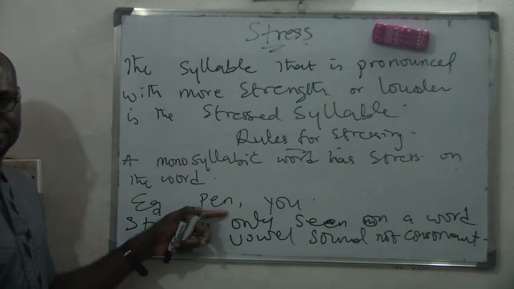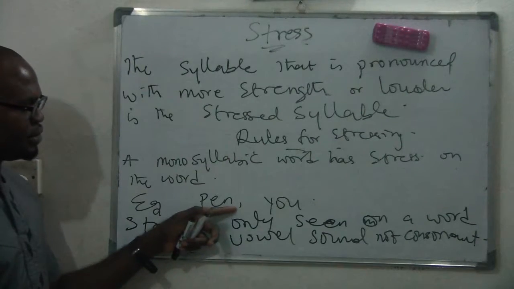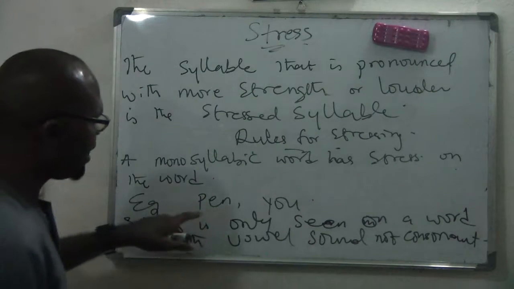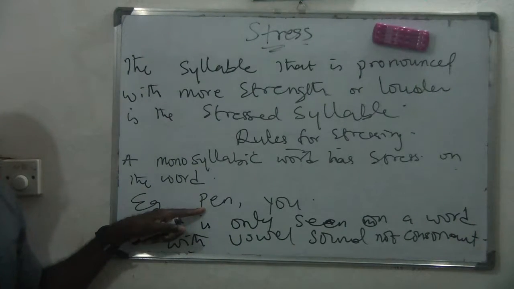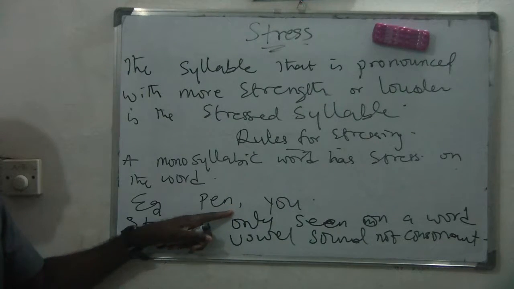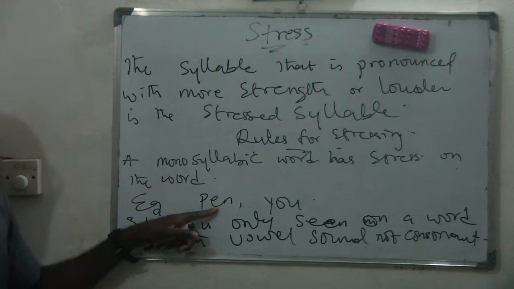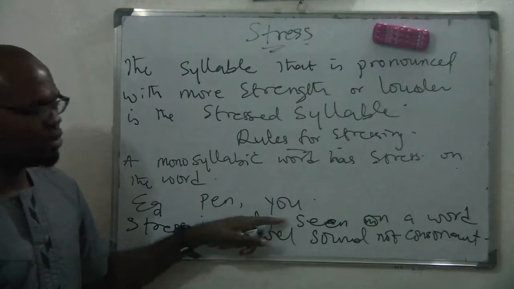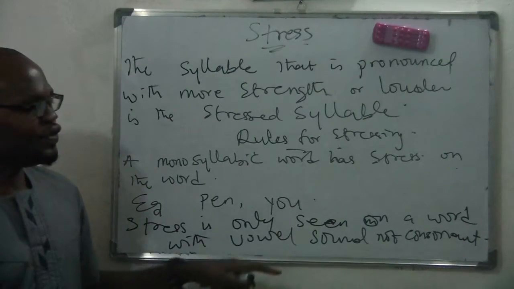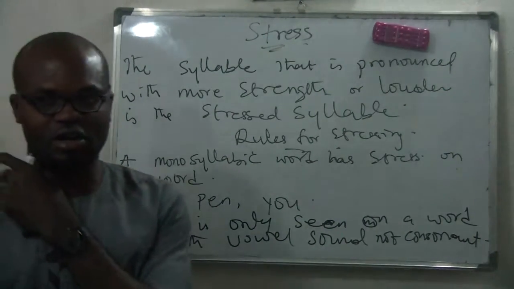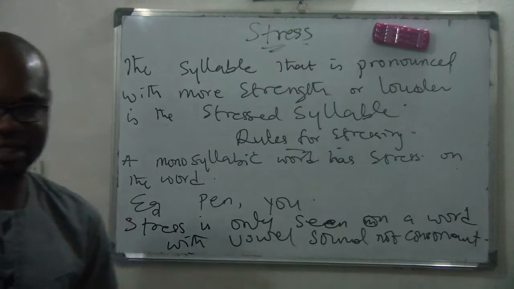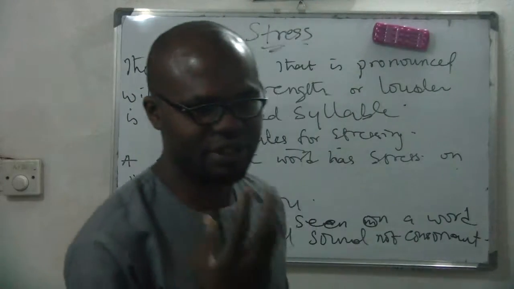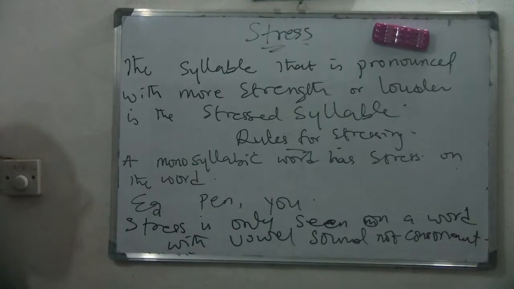Which of these letters made it a syllable? The E. Because of the E in the P-E-N sound. You know that P is a consonant, is it not? Yes, consonant. N is a what? Consonant. But E is a what? Vowel. The same thing with you. The U here is a vowel, isn't it? Yes. But the Y is a what? Consonant. So make sure you see a vowel sound before you say that it is a syllable, is it not? Because it's the vowel that brings out the pronunciation, the speech sound. Is that clear? Okay. Good.